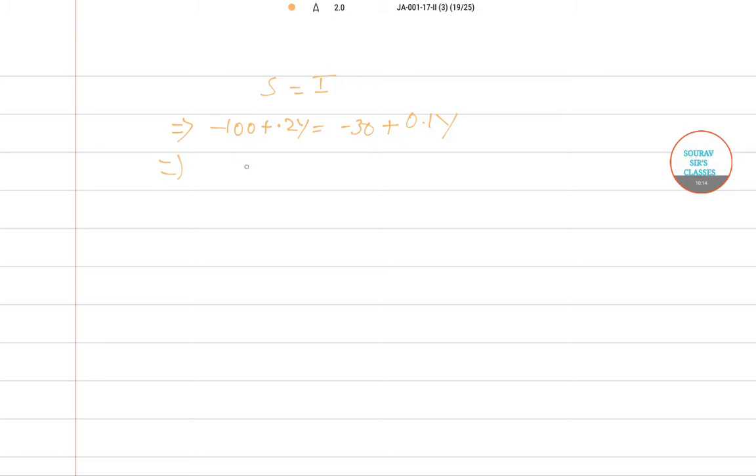Now if you simply solve it, you will get 0.1y equals 70. So y will be equal to 70 by 1 by 10, which is 70 into 10 by 1, so it will be equal to 700. From here we have found the value of y at equilibrium to be 700.